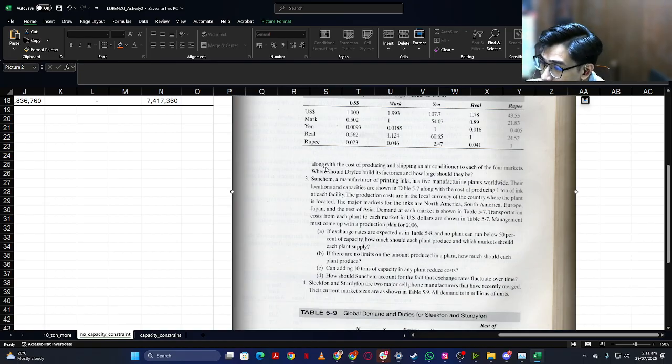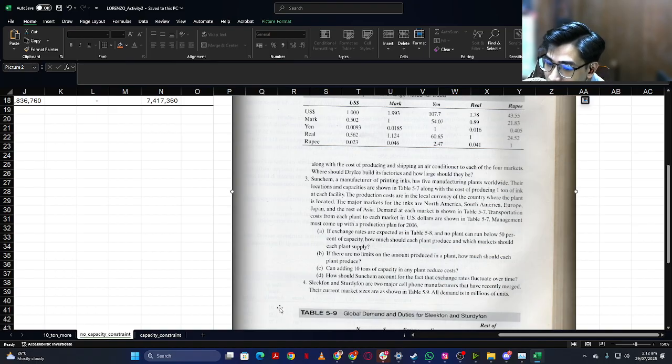So the management must come up with a production plan for 2006. If the exchange rates are as expected in table 5 to 8, and no plant can run below 50% of capacity, how much should each plant produce and which market should each plant supply? And letter B, if there are no limits on the amount produced in a plant, how much should each plant produce? And can adding 10 tons of capacity in any plant reduce cost? And how should Sunchem account for the fact that exchange rates fluctuate over time?